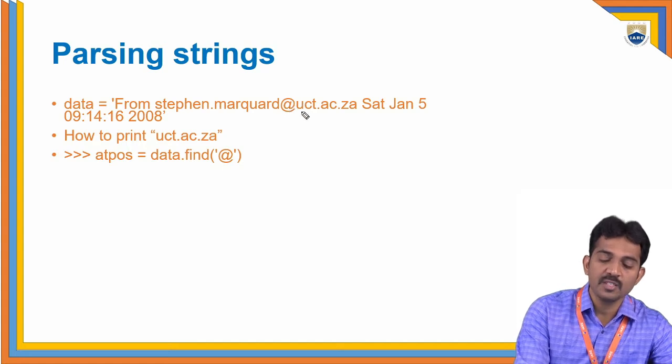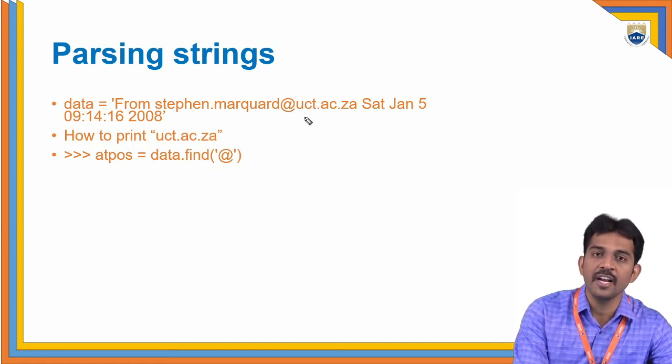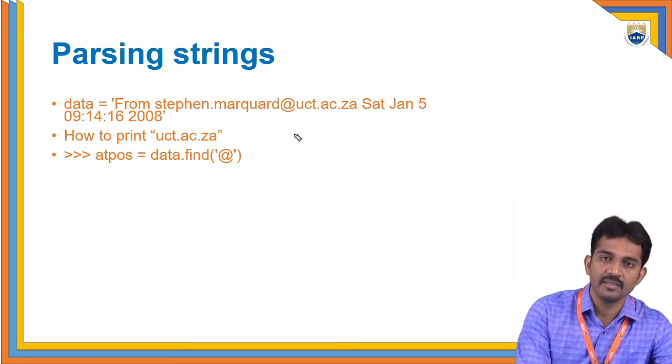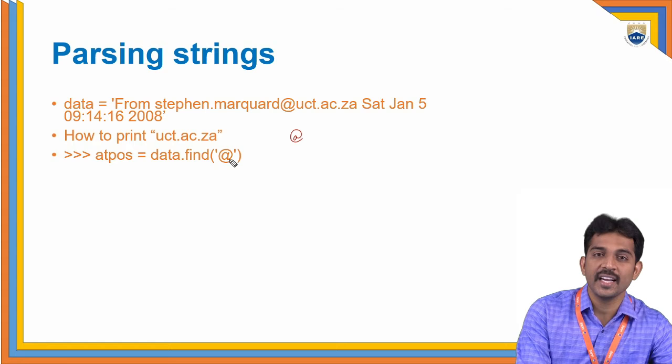The at operator is before the domain of the email ID. Any email ID you can take, every email ID after the username starts with the at operator, right? That is why I'm going to find the at. Where is the at? For that, find is a function.